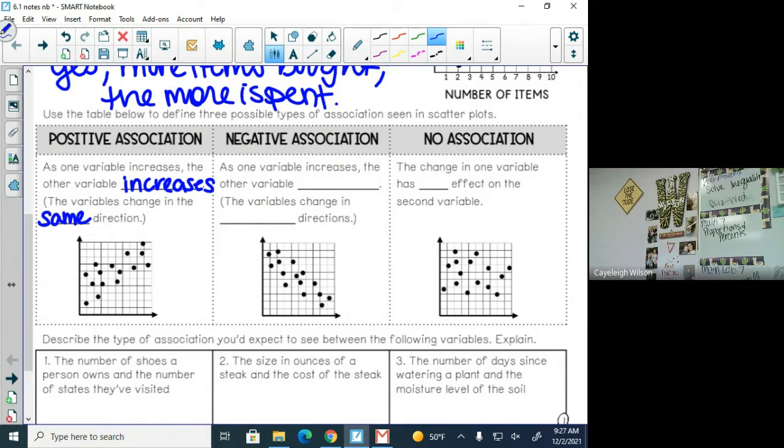Negative association. See how I read the graph from left to right? See how the points are going down from left to right? That's the negative association. So as one variable increases, the other variable decreases with a negative association. And that means that the variables are going in opposite directions.